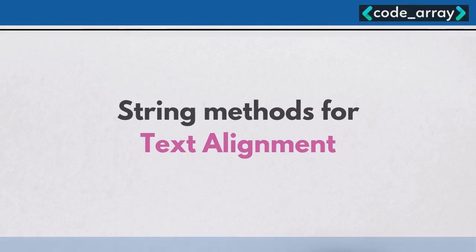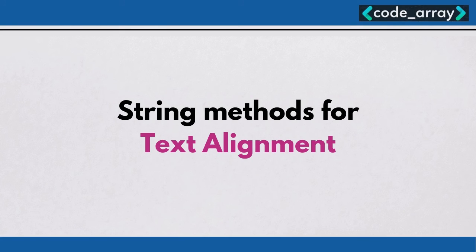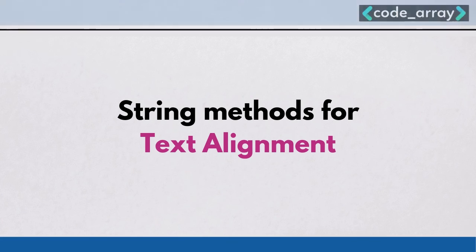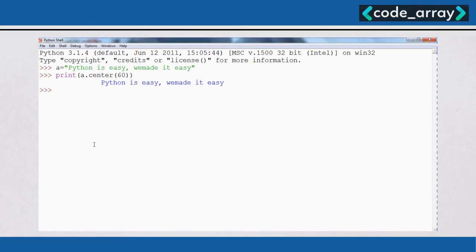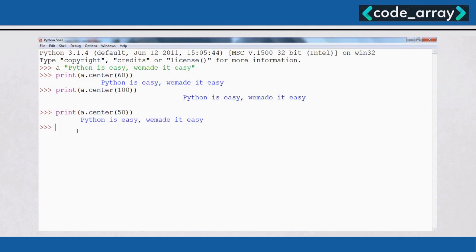Next, we'll study the string methods used for alignment, like center alignment and left alignment. So if we have this string, Python is easy, we made it easy, and if you want to center align it, use the center method, and inside the brackets give a value. You can specify different values inside the brackets to get different alignment.